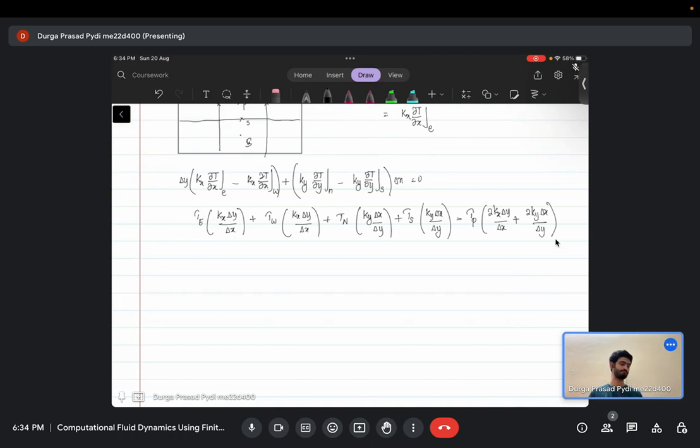So the only difference is now you have two different values. Your A east and A west will have one value of thermal conductivity, whereas your A north and A south will contribute different values. That's going to be the only difference in the case of an anisotropic medium. So in the question it is given as the Kx value as 1 and Ky value as 5. You can substitute these values and then you can get your equations.